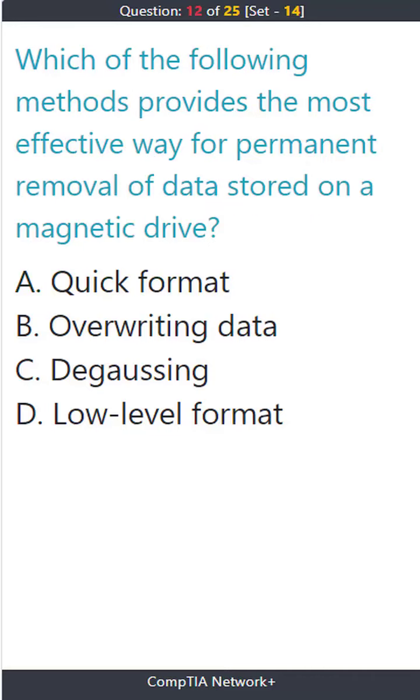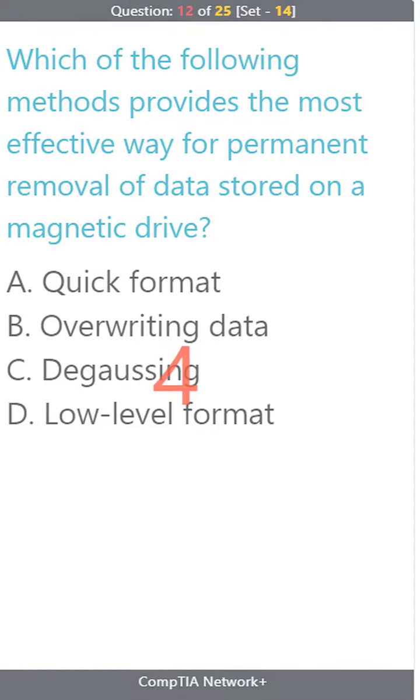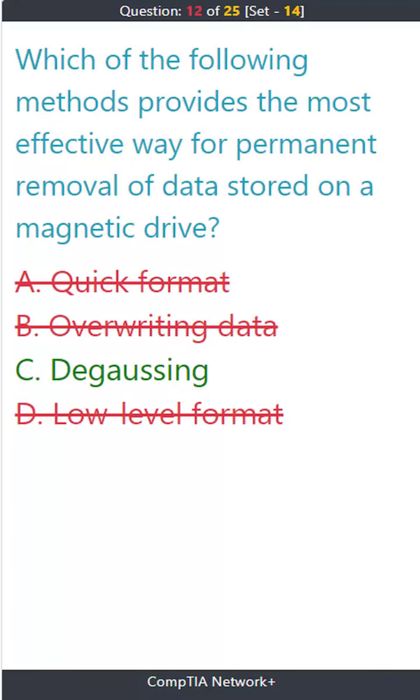Question 12. Which of the following methods provides the most effective way for permanent removal of data stored on a magnetic drive? A. Quick format. B. Overwriting data. C. Degaussing. D. Low-level format. The correct answer is C, degaussing.